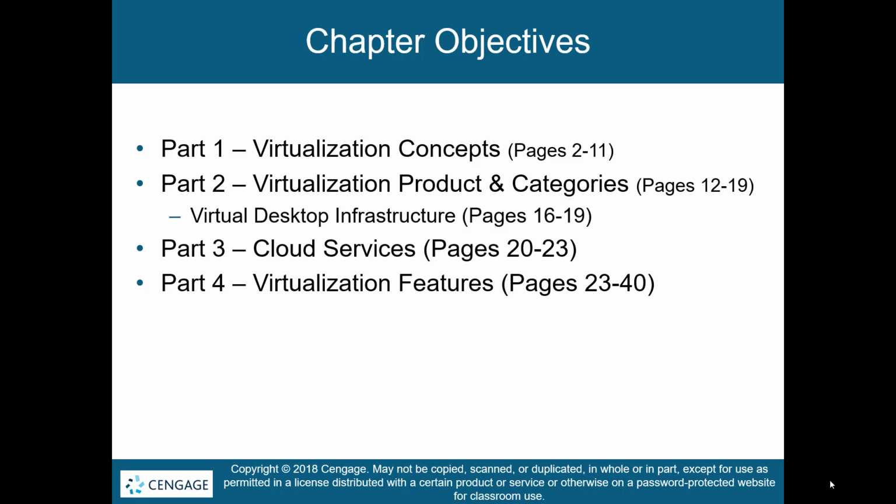I've divided this chapter into 4 different parts or sections. Part 1 will take a look at virtualization concepts in pages 2 through 11. Then in Part 2, I'll discuss virtualization products and categories, including virtual desktop infrastructure. Part 3 will do an overview of cloud services and how they are part of virtualization or can be. And then Part 4, some of the features that you'll find in various virtualization products that we'll be working with.